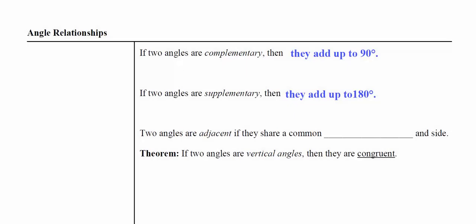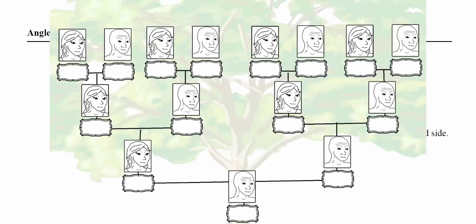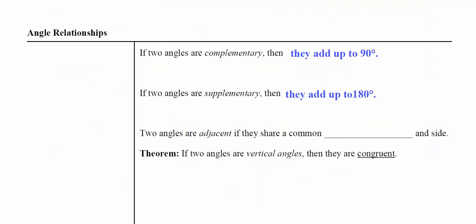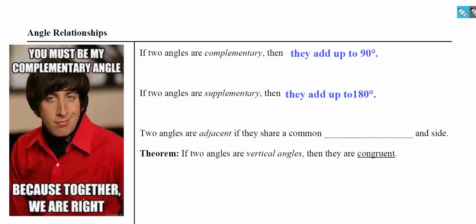Angle relationships. Now note, some angles have more than one relationship. Check it. Let's begin with complementary. Two angles are said to be complementary if they add up to 90 degrees. So for example, we say that angle A and angle B are complementary because they add up to 90 degrees.